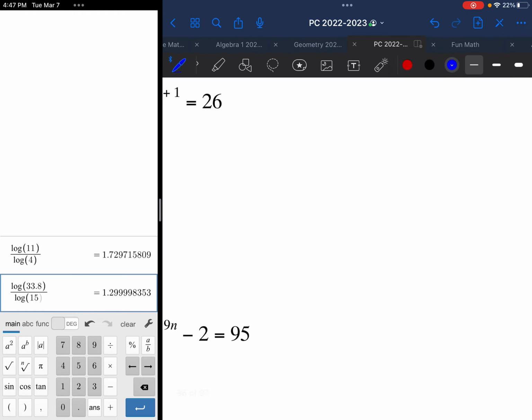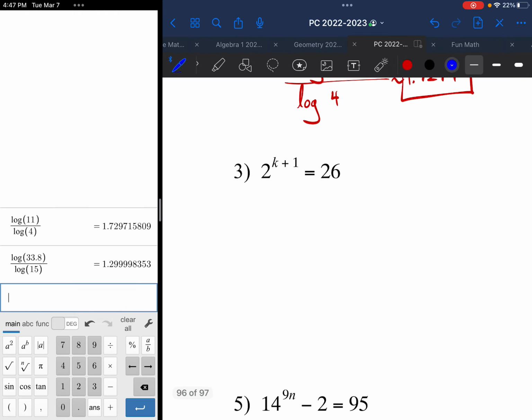Okay, they get slightly more tricky, but it's the same general concept. So in this case, I'm going to take the logarithm of both sides. So I'm going to take log, guess what base it is? It's going to be base 2 because we have a base of 2 right here. So I'm going to have log base 2 of this, 2 to the power of k plus 1, and that is going to be equal to the same log with the same base of now 26.